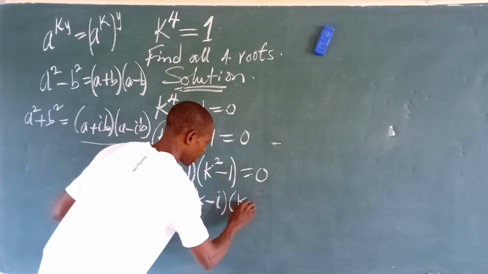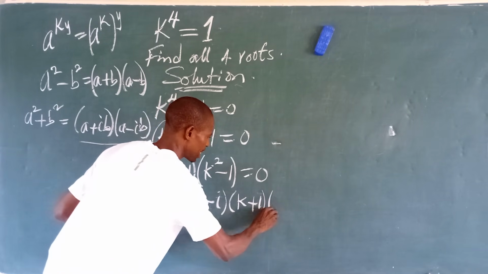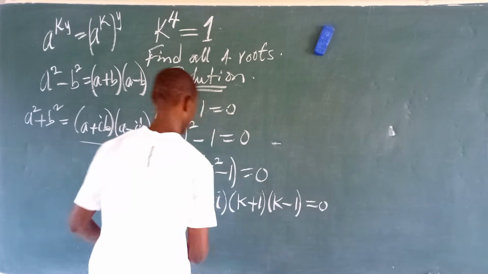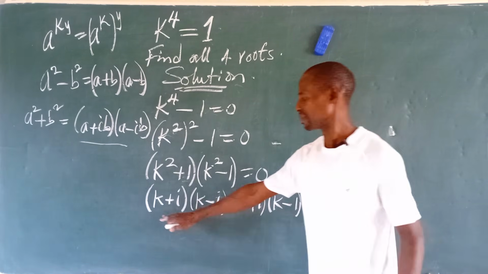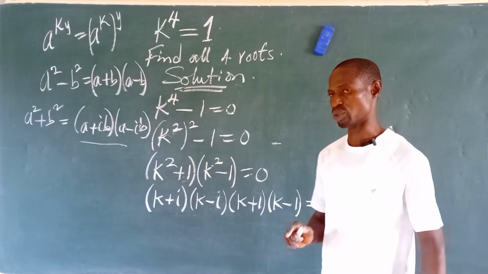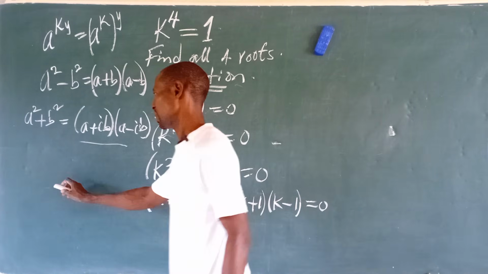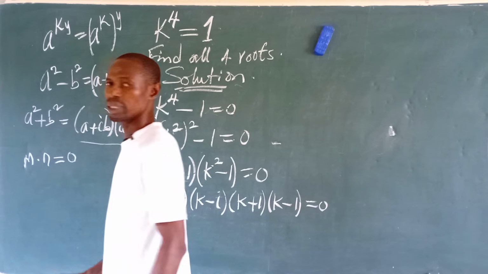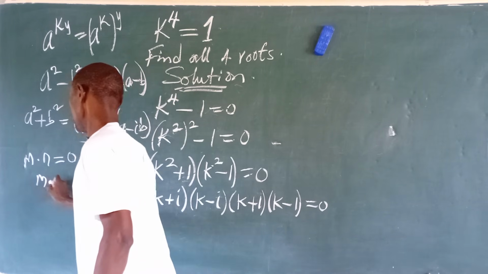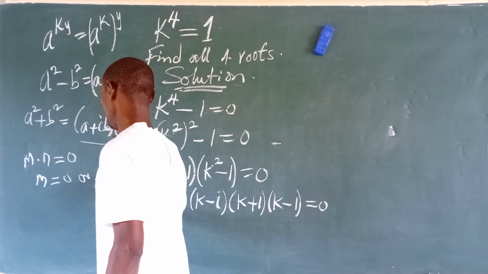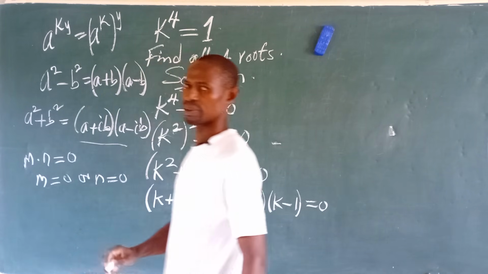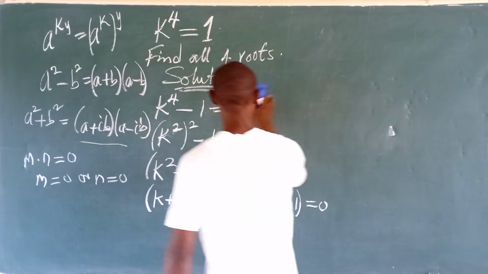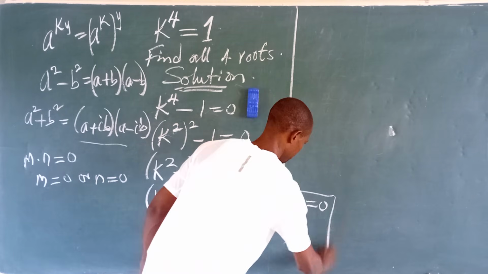Here we're going to have k plus 1, close bracket, k minus 1, everything equal to 0. The only thing we just have to do now is to apply what we call the zero product rule, which says that if you have m times n equal to 0, it means that either m is equal to 0 or n is equal to 0. So from there we're going to have case 1, case 2, case 3, case 4. Let's bring out all the necessary cases here now.